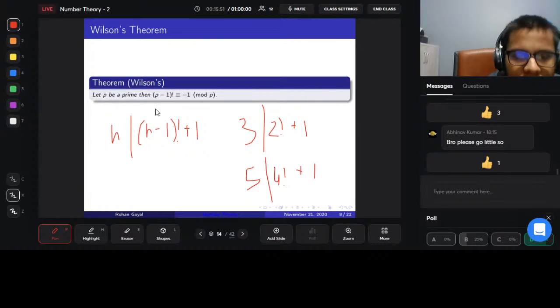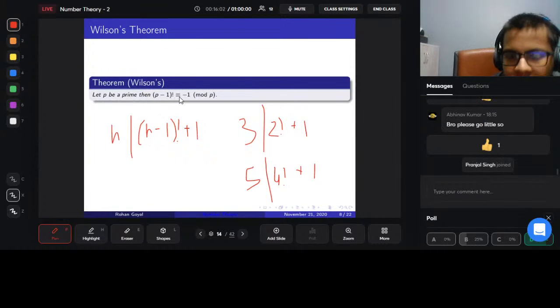Okay, I'm just telling you what the statement means. Minus 1 you can bring to that side, so you get p minus 1 factorial plus 1 is congruent to 0 mod p, which means p divides p minus 1 factorial plus 1.